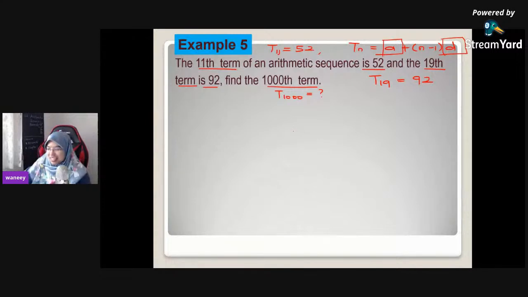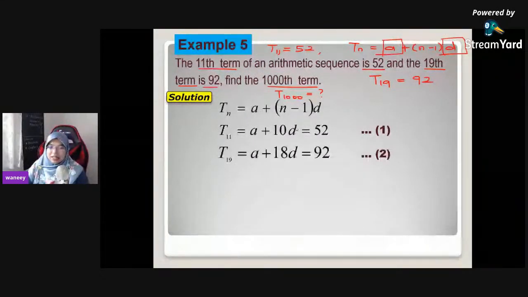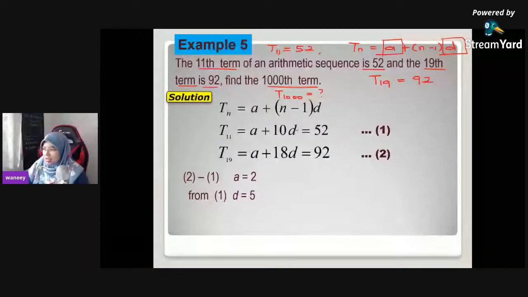Okay, so now let us solve this. Tn is a plus n minus 1 d. So substitute: T11 is a plus 10d equal to 52, and T19 is a plus 18d equal to 92. So you have to do the second equation minus the first equation. So a will be equal to 2, d will be equal to 5. So well done. Dapat A 2, D 5 betul.